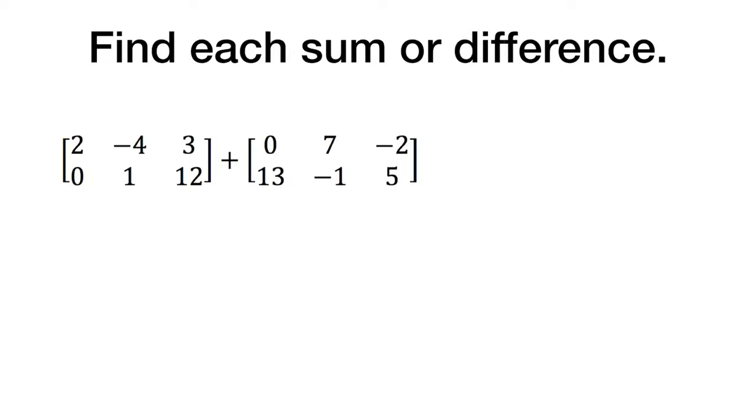So 2 plus 0 is 2, -4 plus 7 is 3, 3 minus 2 is 1, 0 plus 13 on our next row is going to be 13, 1 plus -1 is 0, and 12 plus 5 is 17.